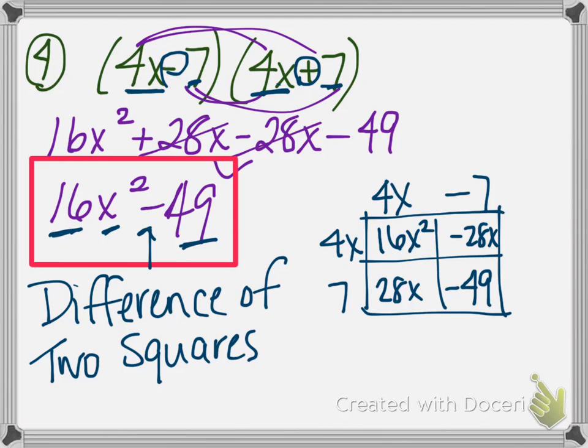So here you see when we go to add our like terms, negative 28x and 28x, these guys will cancel, leaving me with just 16x squared minus 49. Okay. Number 5 has 3 binomials, so this one gets a little bit more involved.